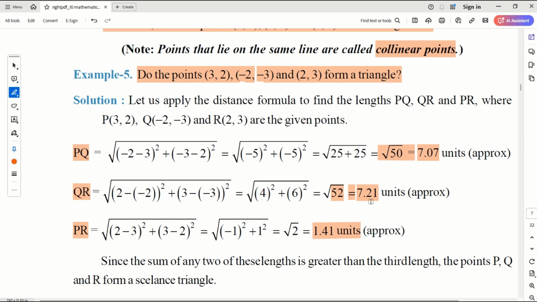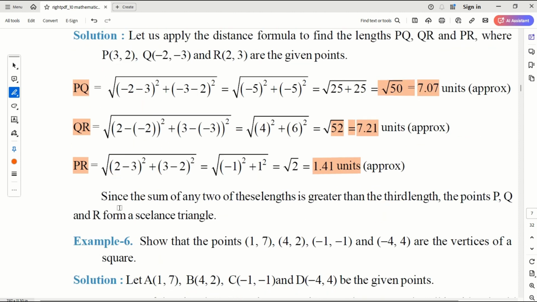Okay. Now, if you sum up two of them, PQ plus QR is obviously greater than PR. QR plus PR is greater than PQ, and PQ plus PR, that is 7.07 and 1.41, is greater than QR. So the sum of any two sides is greater than the third side. So that means it forms a triangle. Okay, and it will mostly be a scalene triangle because all the sides are different.